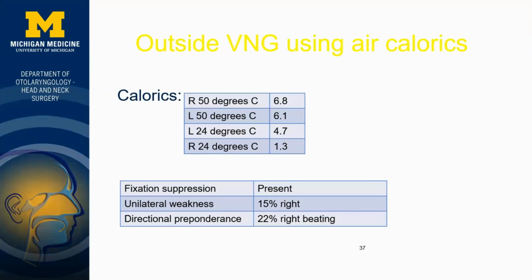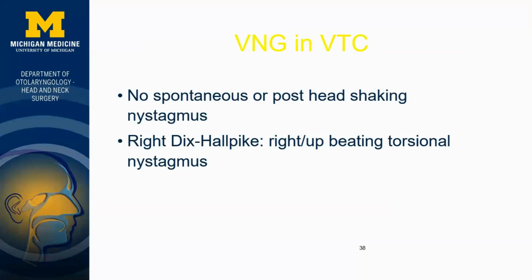So their outside responses for air calorics were low, very low. The total eye speed here is under the cutoff for a bilateral hypofunction. They still said that there was no unilateral weakness. I would argue when your responses are so low that you can't really quantify a unilateral weakness, you need a more robust response to quantify it. And then they have a low directional preponderance, so the directional preponderance is within normal limits.